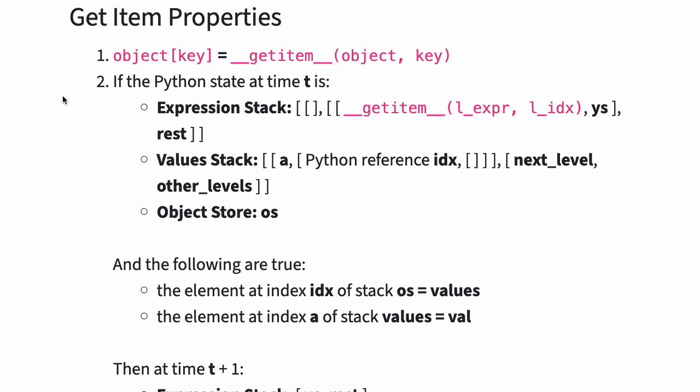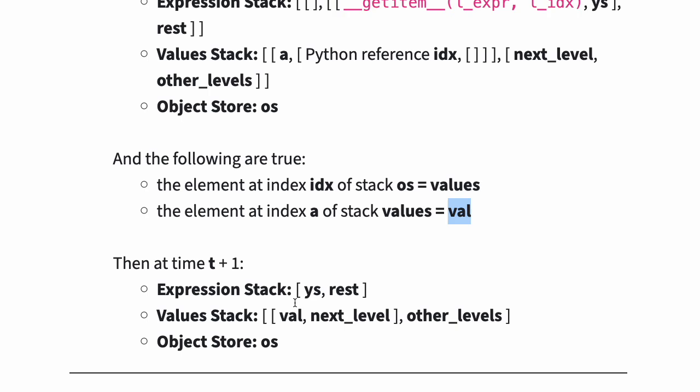Here are the getitem properties. 1. The getitem operation can be converted to a getitem function call. 2. If at time t, the expression stack contains an empty element followed by an element with a getitem function call, and the value stack contains a and Python reference idx, and the object store is os, and the element at index idx of os is values, and the element at index a of values is val.